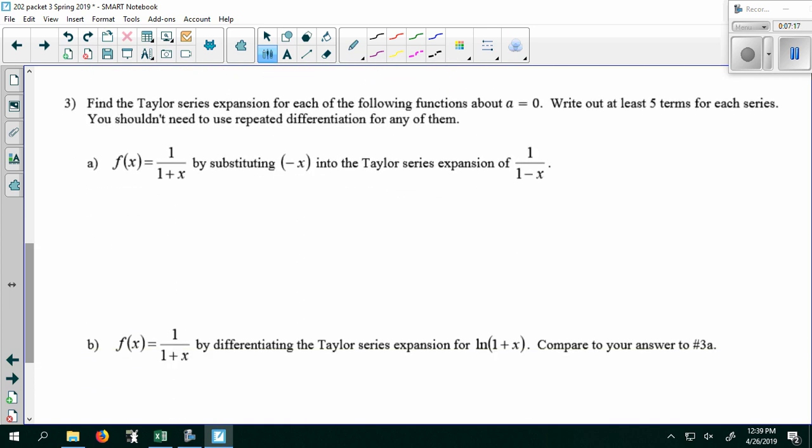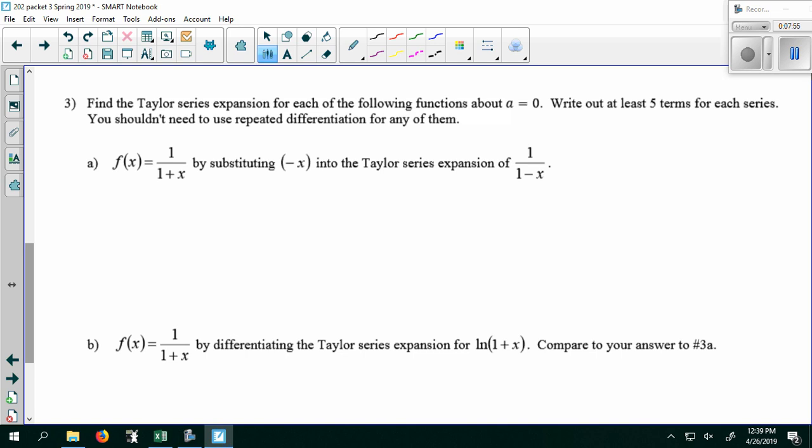All right, find the Taylor series expansion for each of the following functions about a equals 0. Write out at least 5 terms. f of x equals 1 over 1 plus x. So we're supposed to find this by substituting into the Taylor series expansion for 1 over 1 minus x. If you don't know off the top of your head the Taylor series expansion of 1 over 1 minus x, you can just look it up in the second page of your packet.